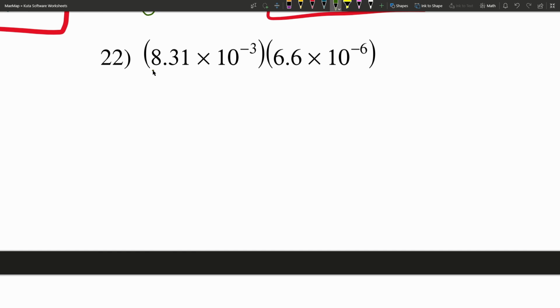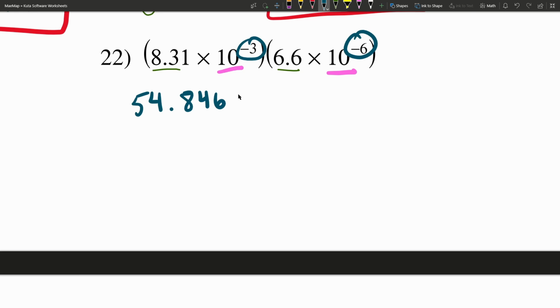Finally, on to the last problem on this worksheet. I'll start again by multiplying 8.31 with 6.6. So 8.31 times 6.6 is going to give me 54.846. So 54 and 846 thousandths. Now I'm going to combine 10 to the negative third with 10 to the negative 6. So negative 3 plus a negative 6 is going to be a negative 9. So this number gets multiplied by 10 to the negative 9th.